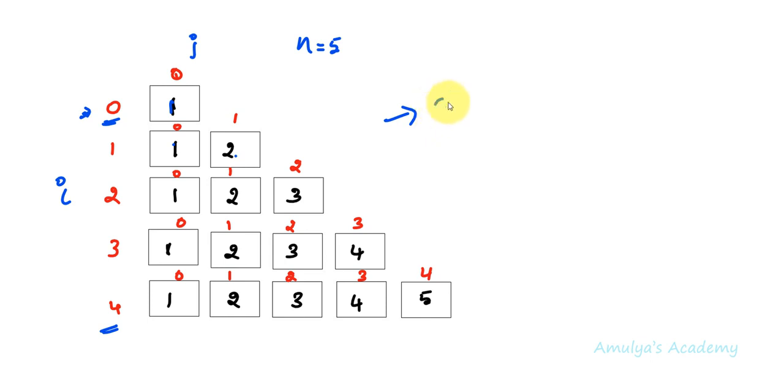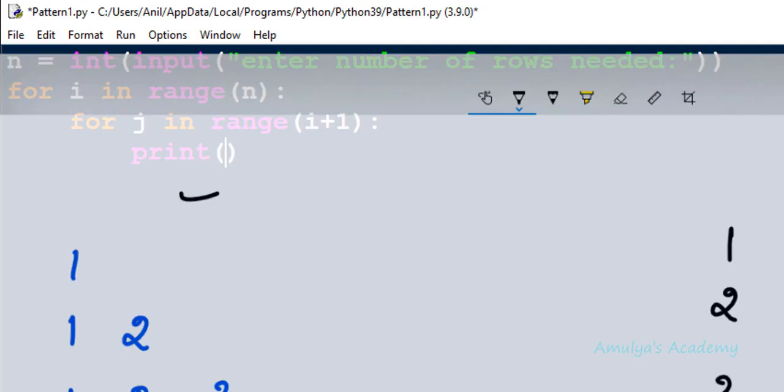That means I want column plus 1 value. When column is 0, I want 1. Every row, column 0, I want 1. That is nothing but column plus 1. That is nothing but j plus 1. Right? So here I'll print the value of j plus 1.